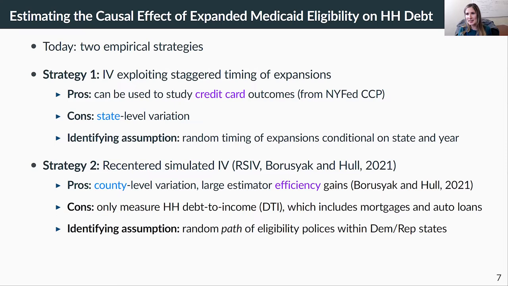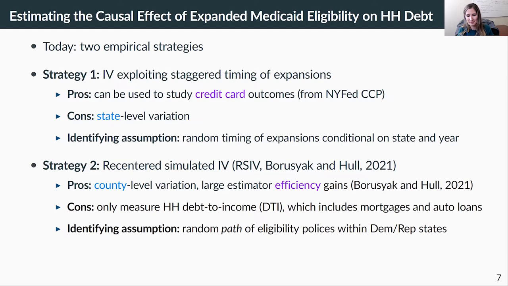What's nice about it is that we can make an assumption about state level variation, what kind of state level variation is driving things, but we can exploit much more granular variation for identification. So potentially there's a lot of power gains here, even compared to the diff and diff strategy.